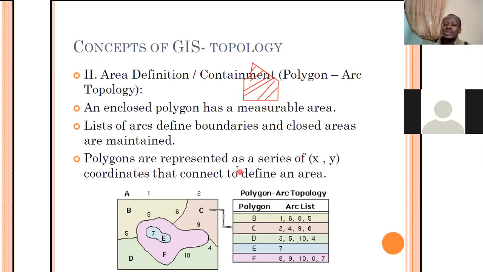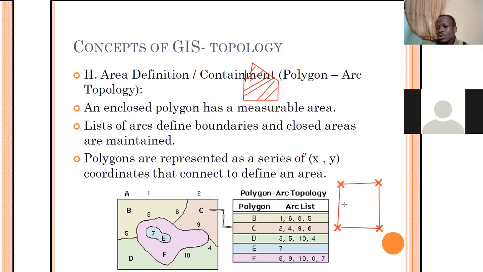Polygons are represented as a series of coordinates that connect to define an area. We need to understand that. If you want to define a polygon, all you need is a set of points. You start with point number 1, 2, 3, 4, and then mathematically, what you are really saying is that this is a polygon, even though the lines are not drawn. The 4 points are enough to tell.